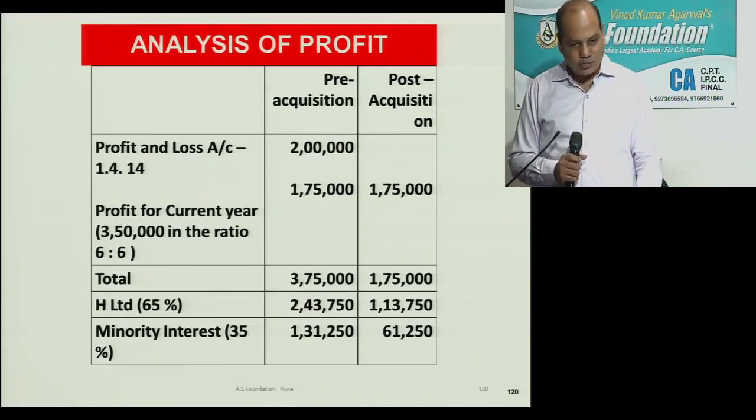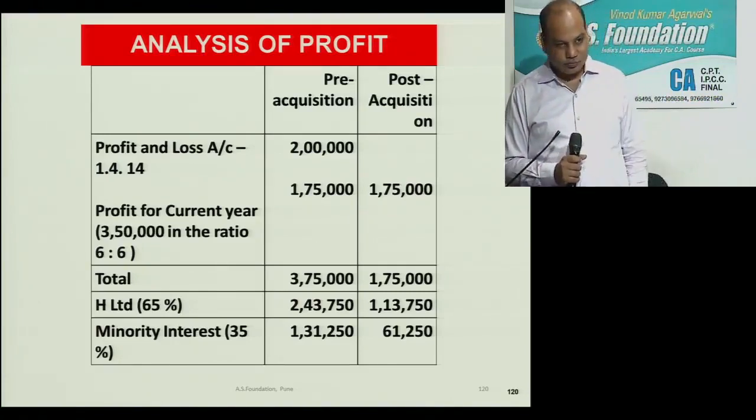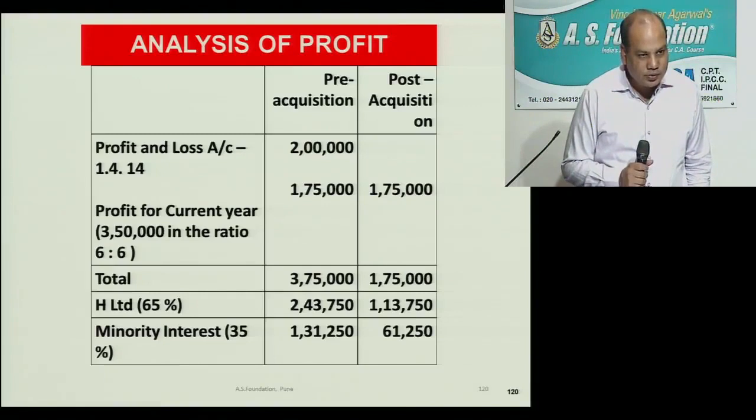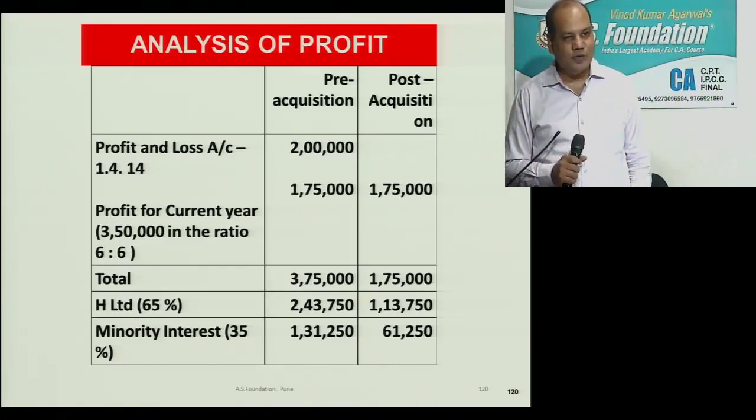Now take the calculator. Don't do stunt. Divide in the ratio of 65% and 35%. Anybody 65%? Quickly. 243,750. Oh, wonderful. And next column 113,750. Again wonderful. Last line MI 131,250. 61,250. Done.